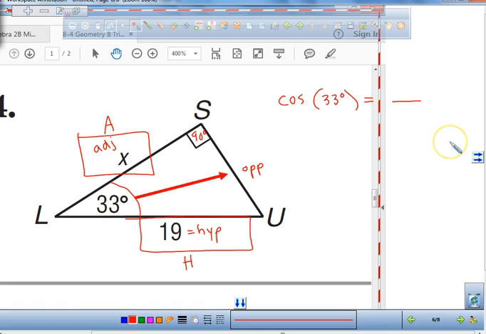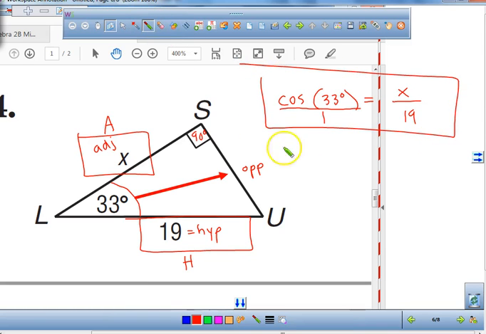What is my adjacent side? x. What is my hypotenuse? 19. I really like this because this is really, really easy. What are we going to put this sucker over? 1. Because we're setting up what's called a proportion. So here's your proportion right here. And what do we know about the cross products of a proportion? They're always equal. That's right.